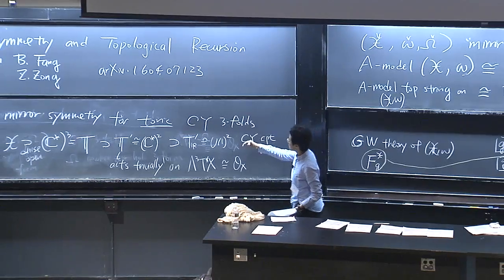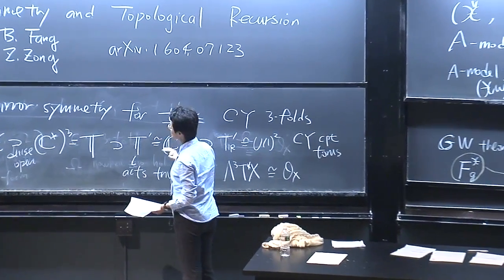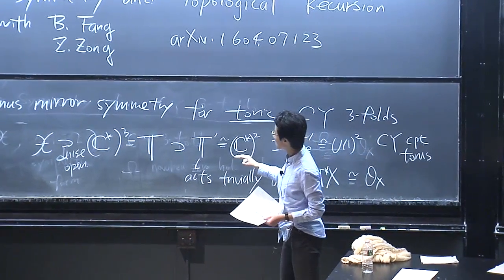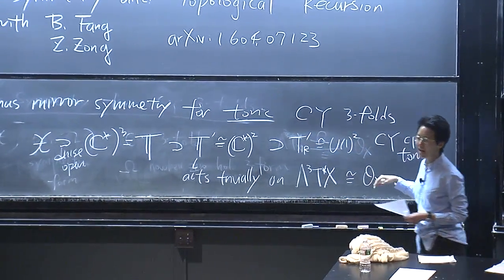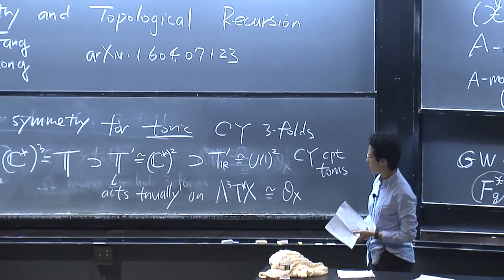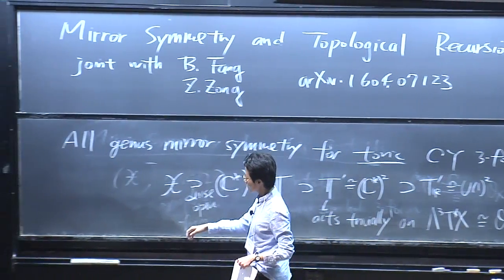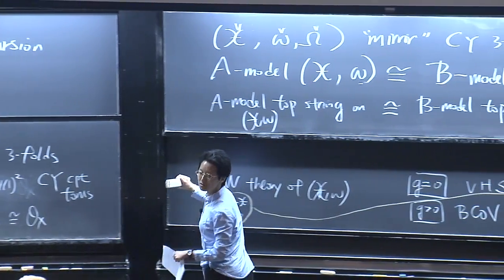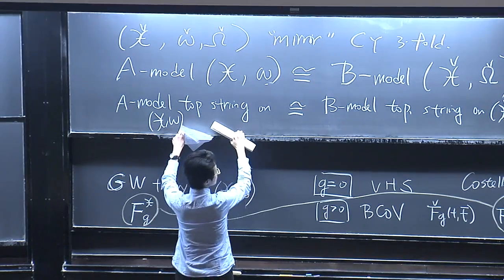These toric Calabi-Yau threefolds are never compact, but the advantage with this torus action is that we can use it to compute their Gromov-Witten invariants. So they are much more computable, and we can actually prove all genus mirror symmetry in the following sense.